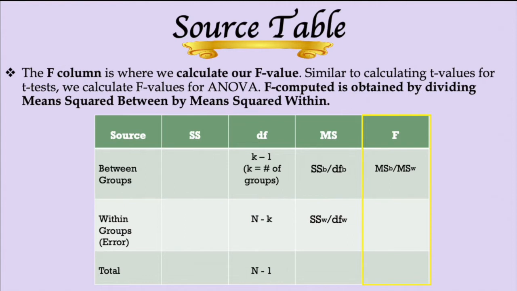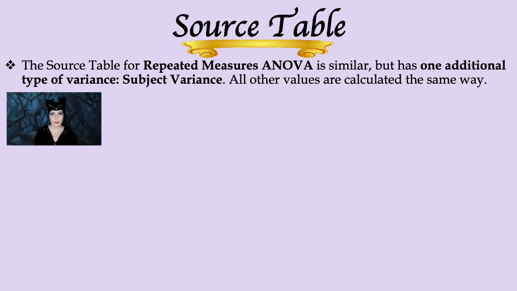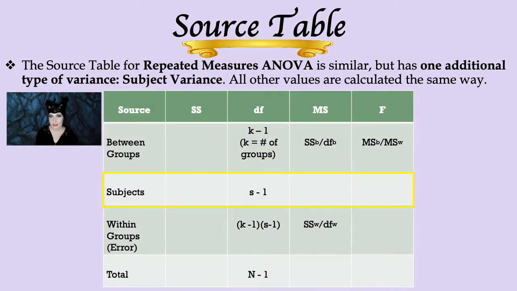So ultimately, once you do that, you are left with your F computed value. So that was the source table for between subjects ANOVA. Now let's take a look at the source table for repeated measures ANOVA. It's similar to the between subjects one, but because we have to add one more type of variance, the subject variance, the table is going to slightly change.